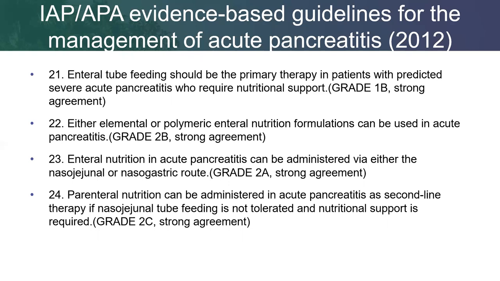We know that from a formula choice, we don't necessarily need a fully elemental formula, and many of these patients tolerate a polymeric or even a semi-elemental formula. In practice, I typically will always use a semi-elemental formula with our acute pancreatitis patients and have pretty good success with it. Enteral nutrition in acute pancreatitis can be administered via either the nasojejunal or nasogastric route, and does not necessarily need to be nasojejunal. We know that these patients can be fed via the gastric route and tolerate tube feeding. Parenteral nutrition should only be used as second line therapy if all other modalities are not working and the patient's not tolerating. So there's a couple check boxes to check prior to starting parenteral nutrition on a patient with pancreatitis.